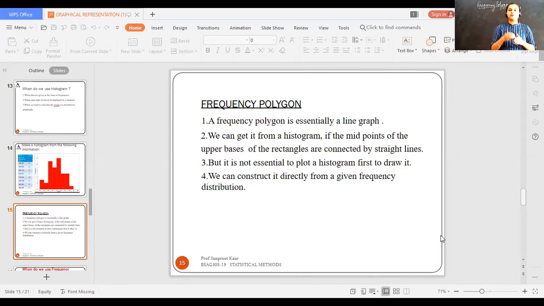And if midpoints are given, then again from the frequencies which we have got, we can mark and plot. We will do it practically also, right? We can construct it directly from a given frequency distribution. It is not essential that first of all we have to plot the histogram and then draw the frequency polygon. If the frequencies are directly given to you, you can directly plot the points and make a frequency polygon. That is a type of line graph with the frequencies given only, right?